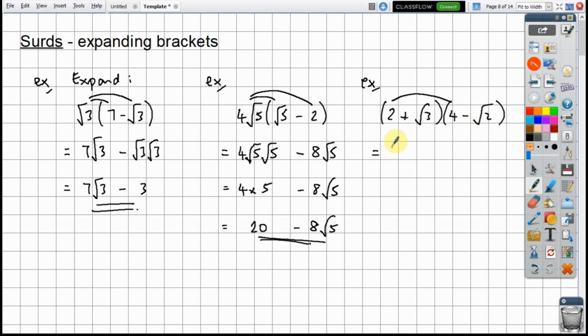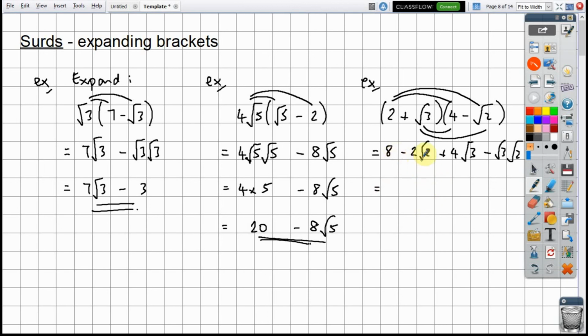It'll work just as well. The 2 multiplies the 4. The 2 multiplies the negative root 2. The root 3 multiplies the 4. And the positive root 3 multiplies the negative root 2 to make a negative root 3 root 2. And it just remains a question of whether or not we can tidy any of this up.